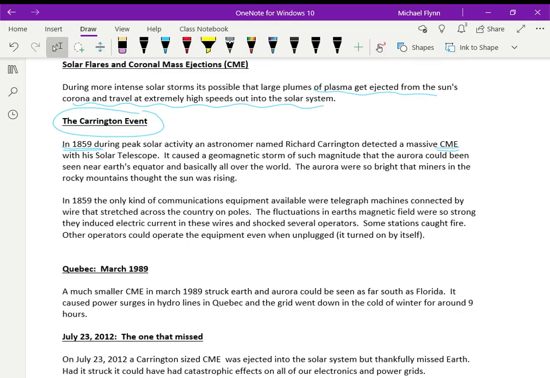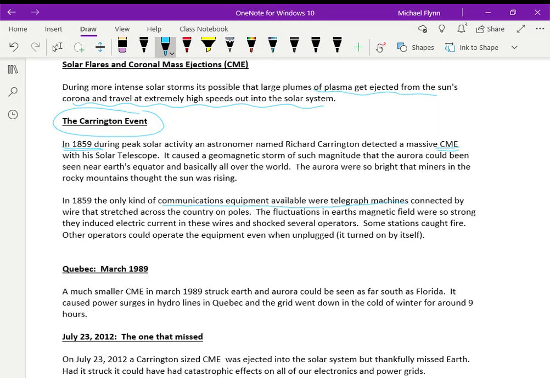They were so bright that miners in the Rocky Mountains thought the sun was rising. They actually got out of bed and said, all right, guys, time to get up. And then they found that it wasn't the sun at all. It was just the aurora borealis. Now, this was in 1859. The only kind of technology that was around in 1859 was a telegraph machine.